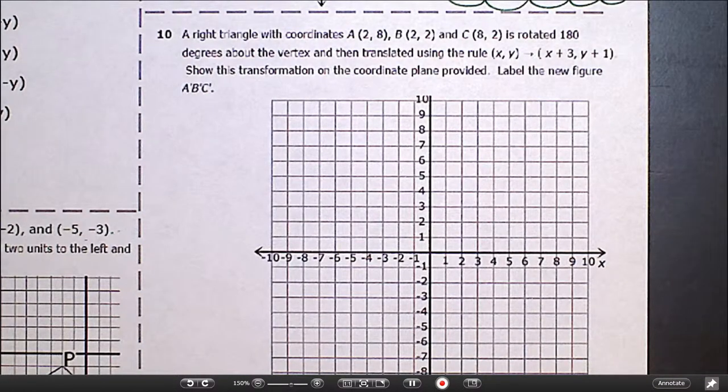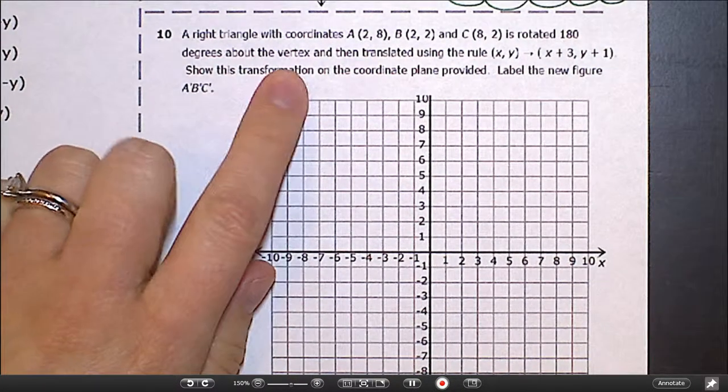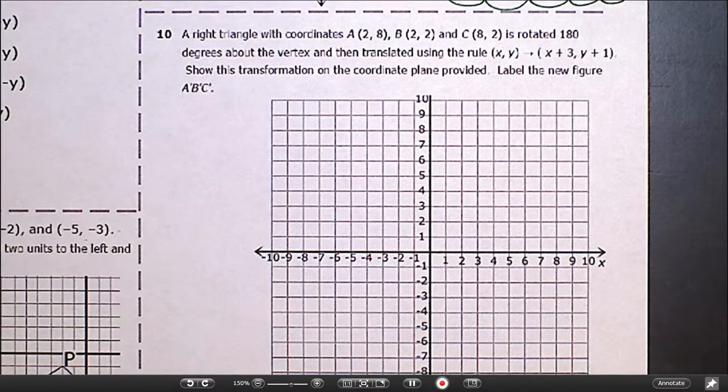Okay, our last question is number 10, and this is a little bit of a different question. It's going to ask you to do a rotation, and so I want to look at this with you and make sure that we understand how to do a rotation. So a right triangle with coordinates A, B, and C is rotated 180 degrees about the vertex, and I think what that should say is about the right angle vertex. So that means that's where we're going to hold it down and spin it. And then it's translated using the rule x plus 3, y plus 1. Show this transformation on the coordinate plane provided and label the new figure A prime, B prime, C prime.